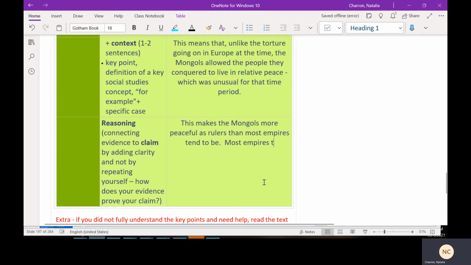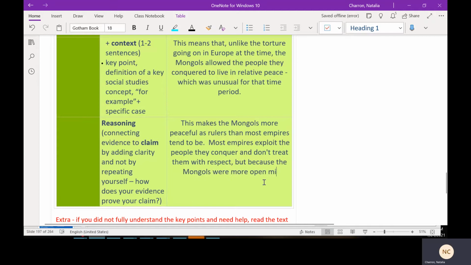Most empires exploit the people they conquer and don't treat them with respect. But because the Mongols were more open-minded, they were actually less barbaric than most empires we study. So again, connecting it to the idea of barbaric, because that's what the whole prompt was about.